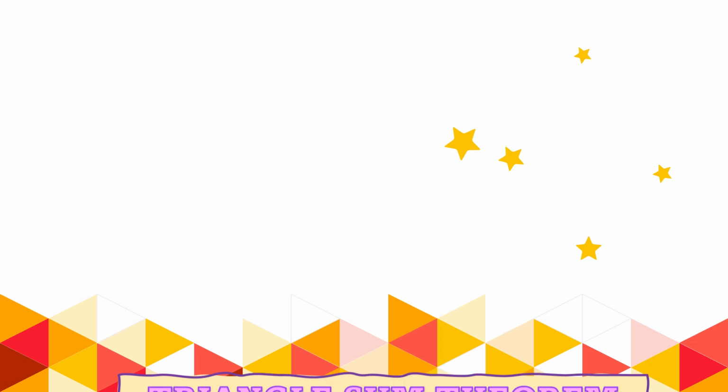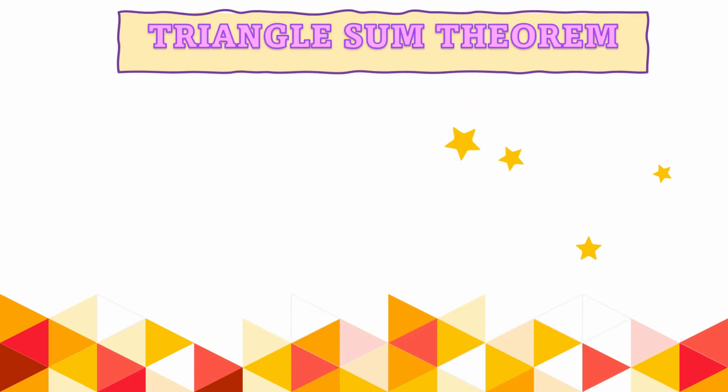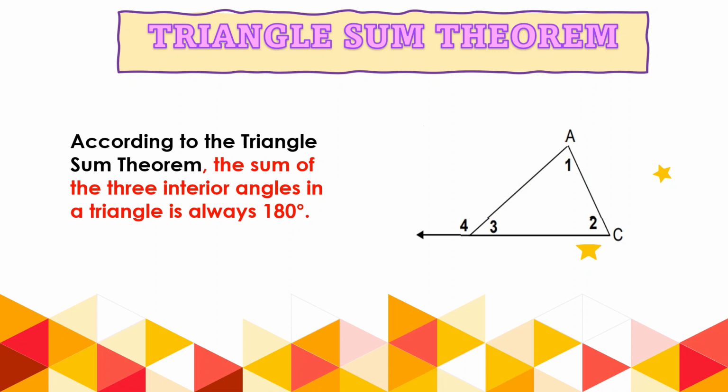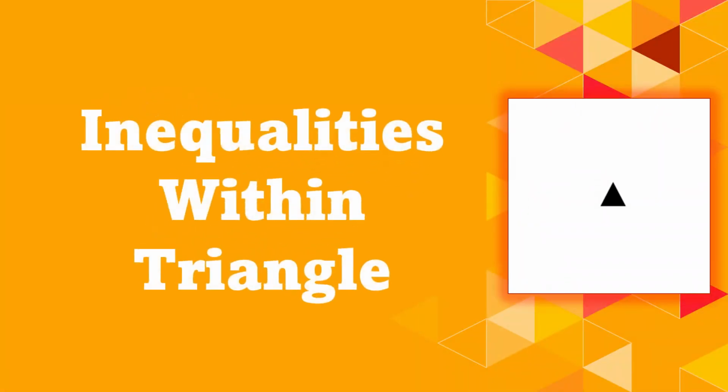Also, one of the important theorems that we should remember is the Triangle Sum Theorem. This theorem states that the sum of the three interior angles in a triangle is always equal to 180. In the given triangle here, the sum of angle 1, angle 2, and angle 3 should be equal to 180 degrees. Now, let's proceed to inequalities within a triangle.